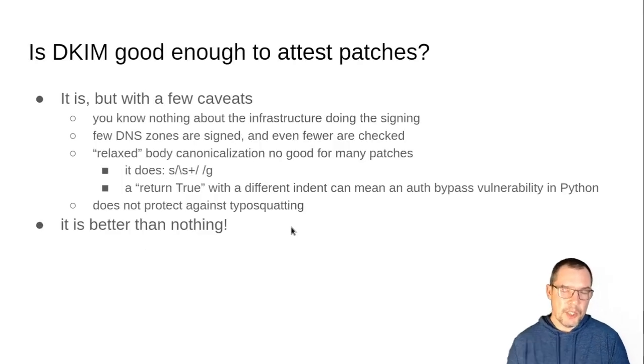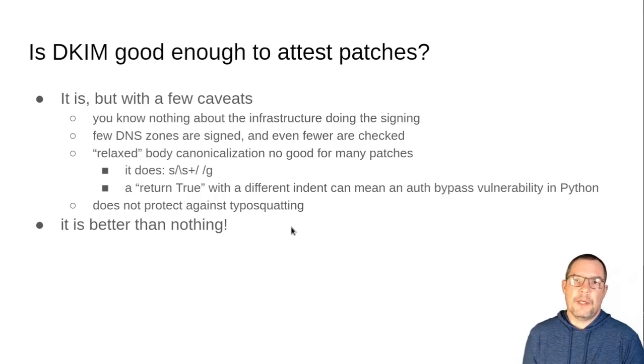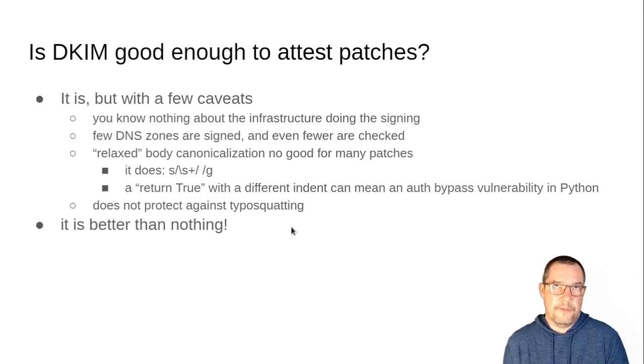So is DKIM good enough to attest patches? It is, but with a few caveats. You know nothing about the infrastructure doing the signing, right? If it's a small developer, mom and pop shop, their key's probably not on an HSM anywhere. It's probably somewhere on the main server that is doing mail processing, accessible to the postfix or whatever mail transfer agent is doing all of the signatures. So if that server is compromised, then all of the email is suspicious after that, because you don't know if the key was stolen or anything like that.